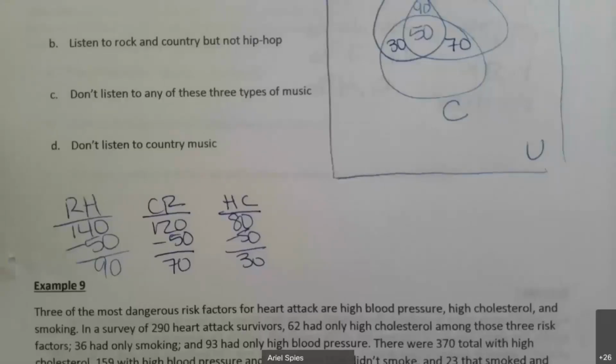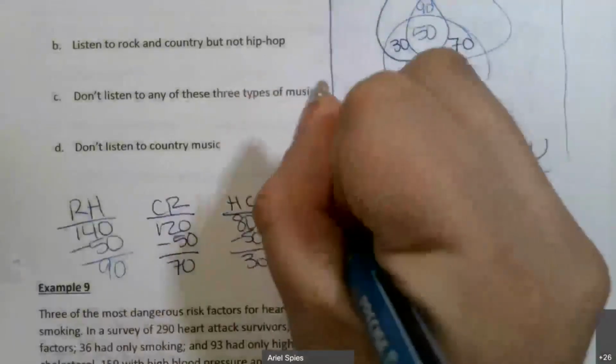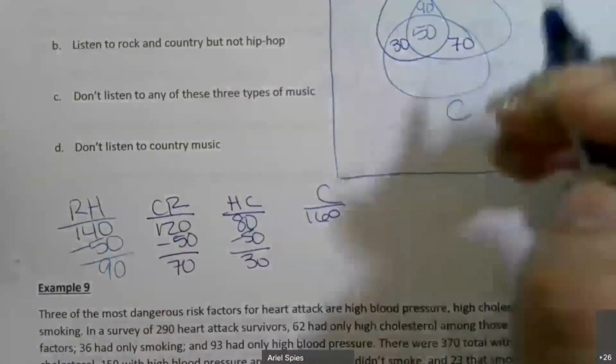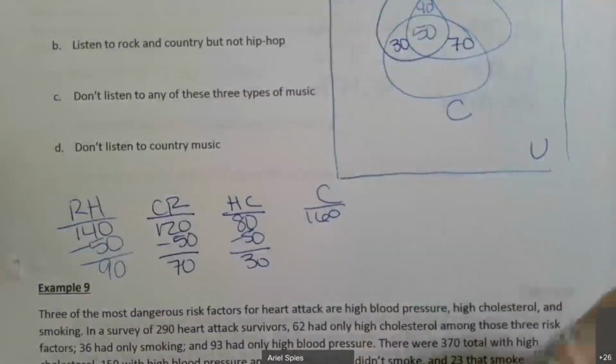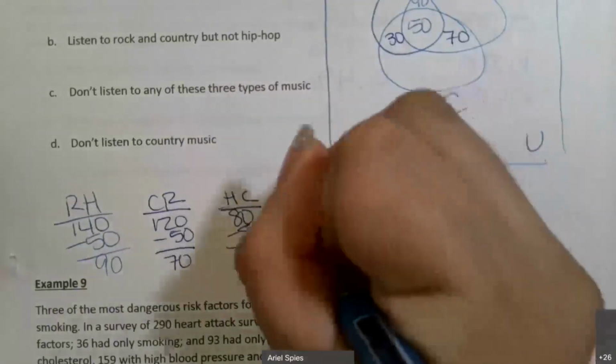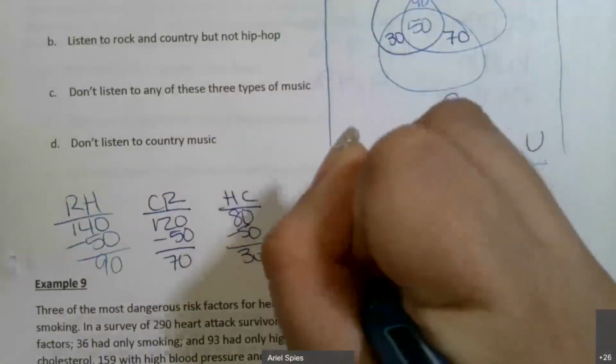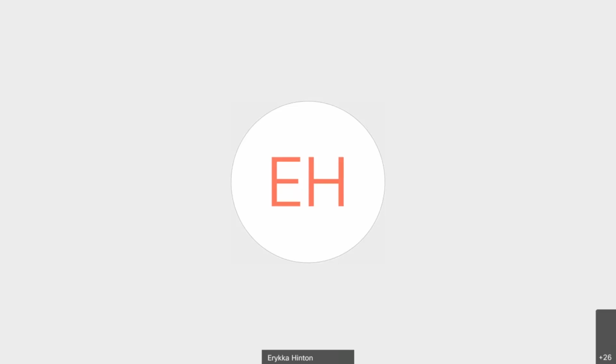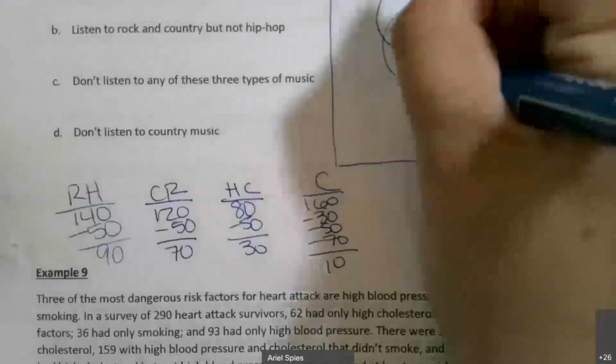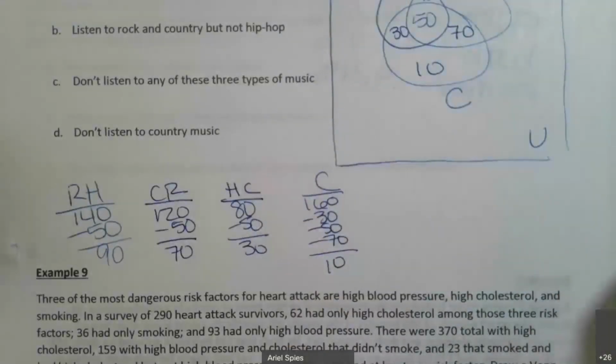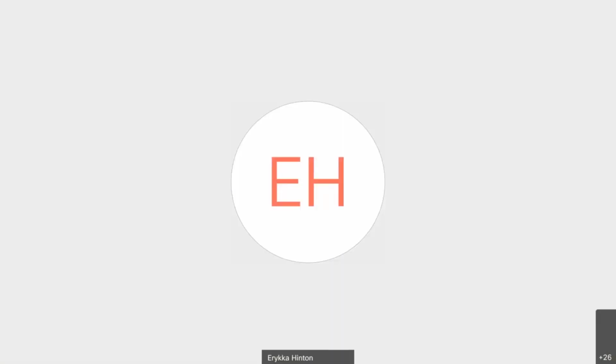Then I want to do the pieces inside the circle. I have 160 people listen to just country. I'm going to do 160 minus all of the country pieces. So minus 30, minus 50, minus 70. 10. Yeah, 10. This is just country.